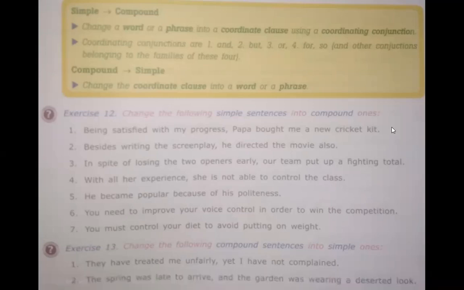Bravo. Okay, sir. Let's go to exercise 13, students. The rest of the sentences you all will do yourselves. You have to manage it yourselves so that you can complete the sentences properly. When you get the answer key, there you can tally. Change the following compound sentences into simple ones. All right, let's go to the first sentence.